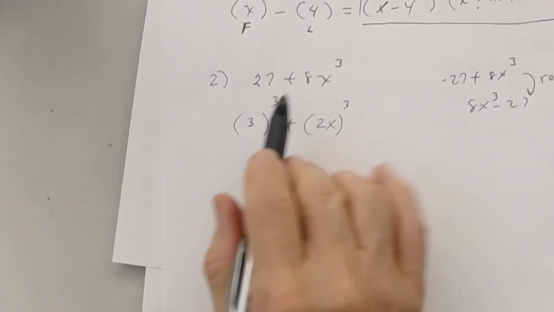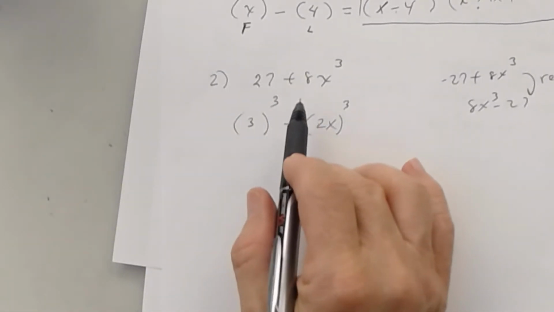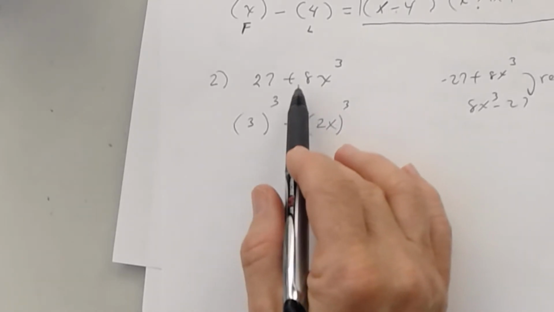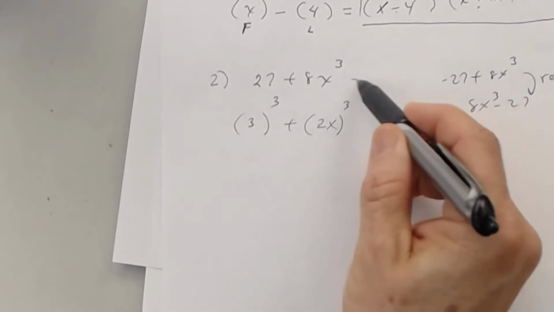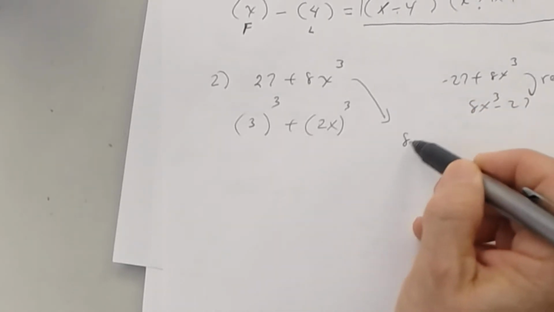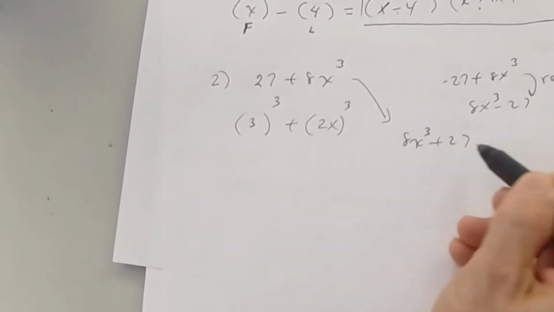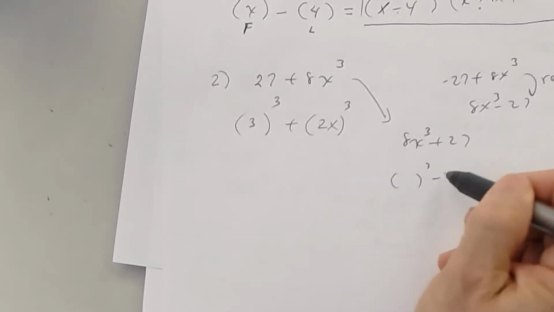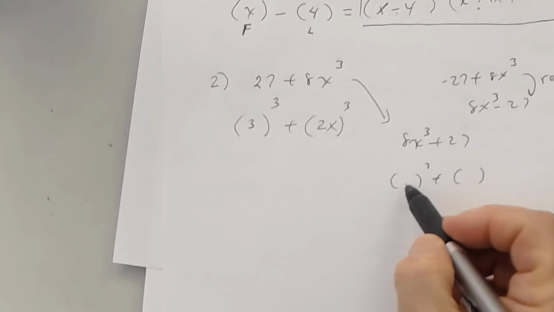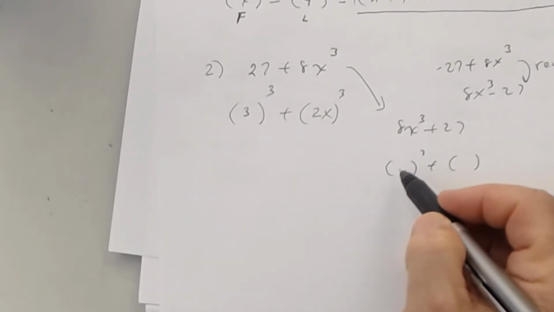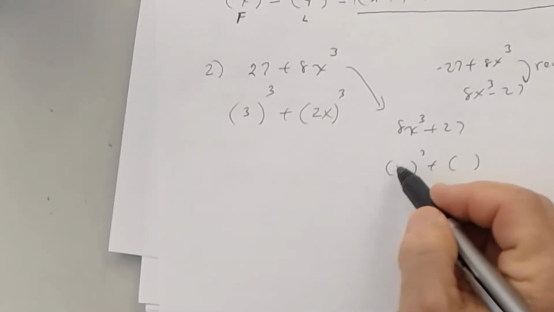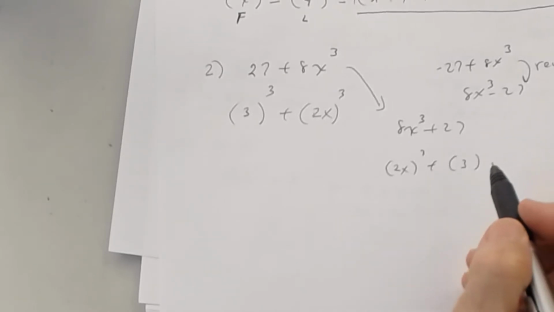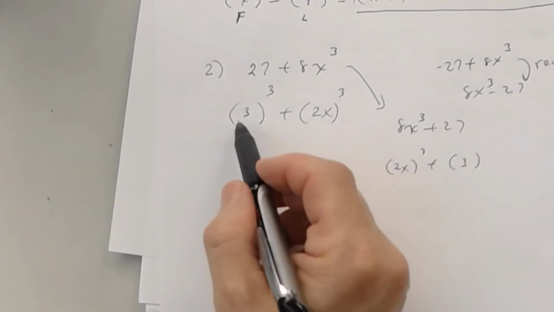But that's fine the way it's written. Now if you want to rewrite it, she was asking, do we need to rewrite this? No, but if you want to, could you have rewritten this right here? It will be 8x cubed plus 27. All right, same idea. What would be inside that first parentheses if you rewrote it? 2x. What would be inside the second? 3.